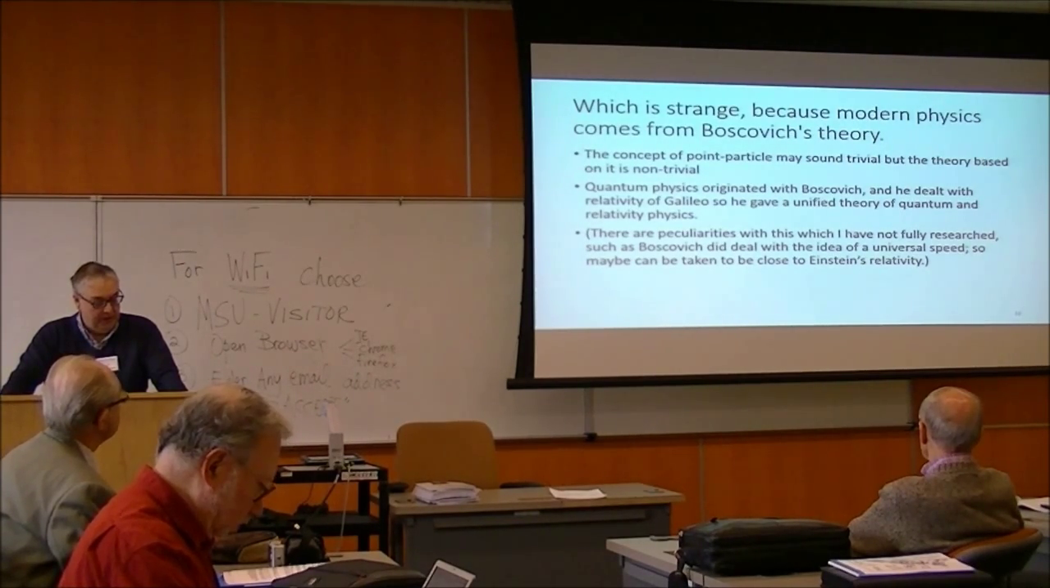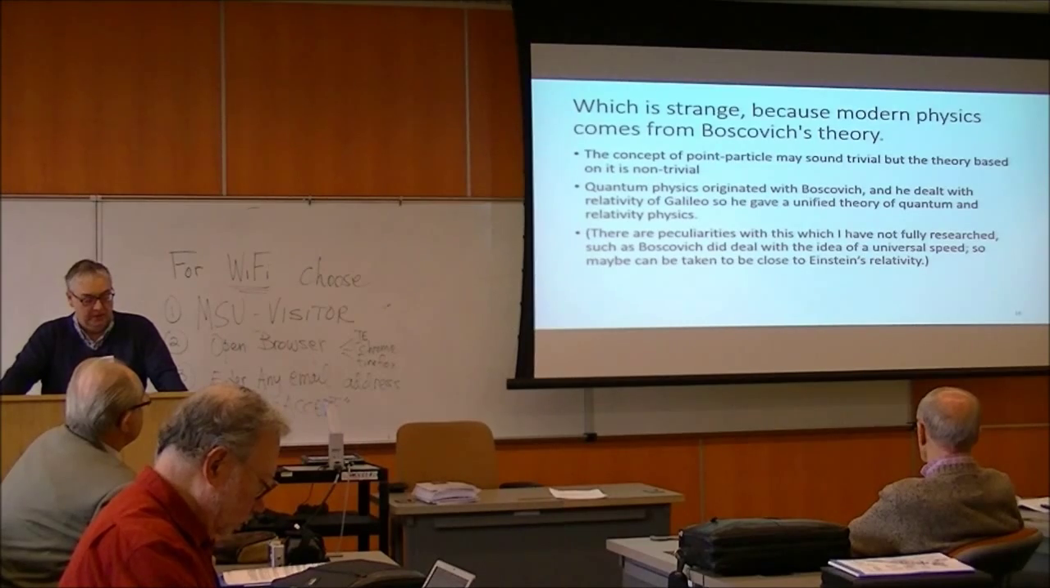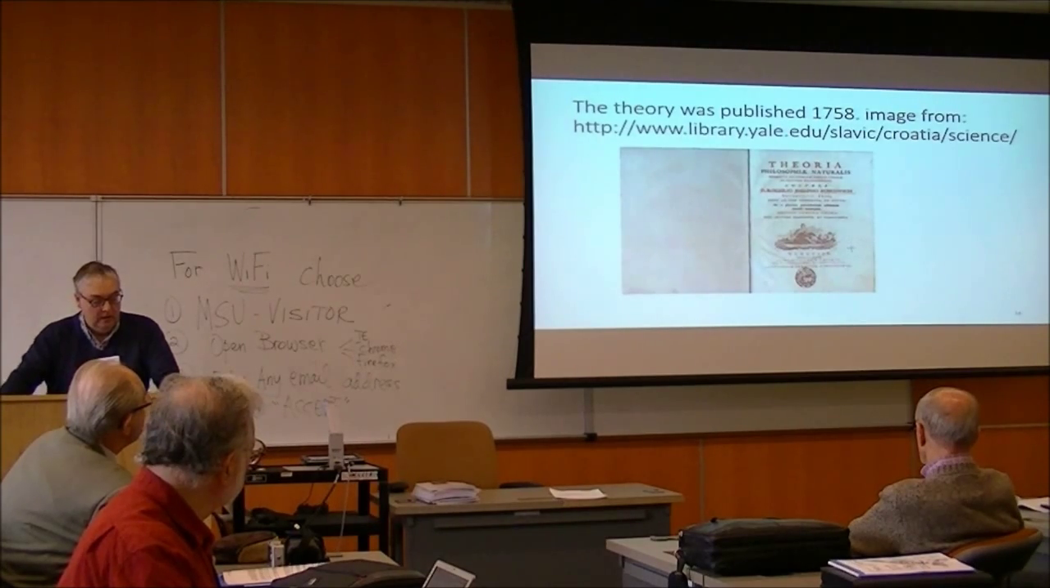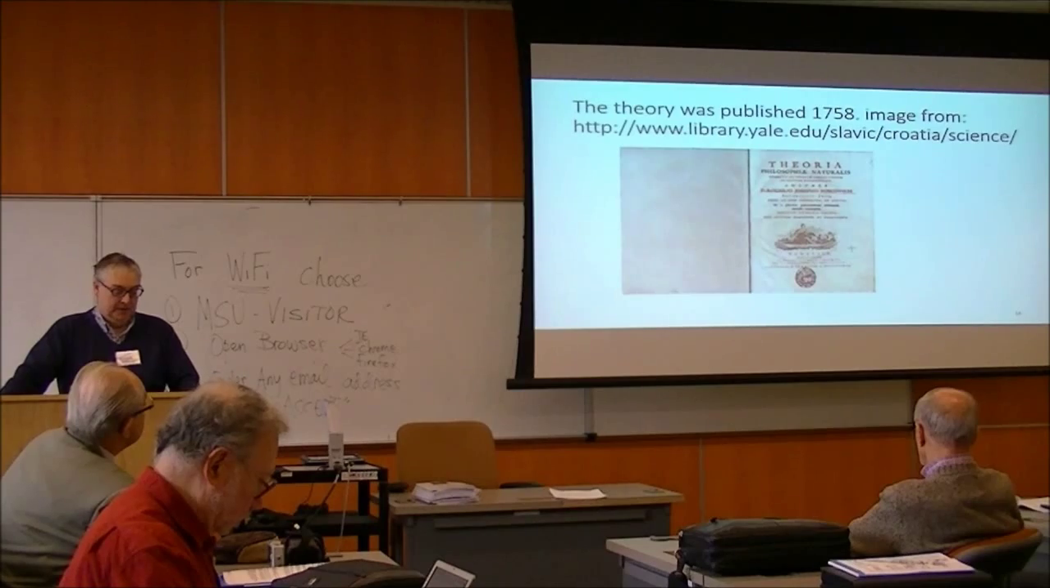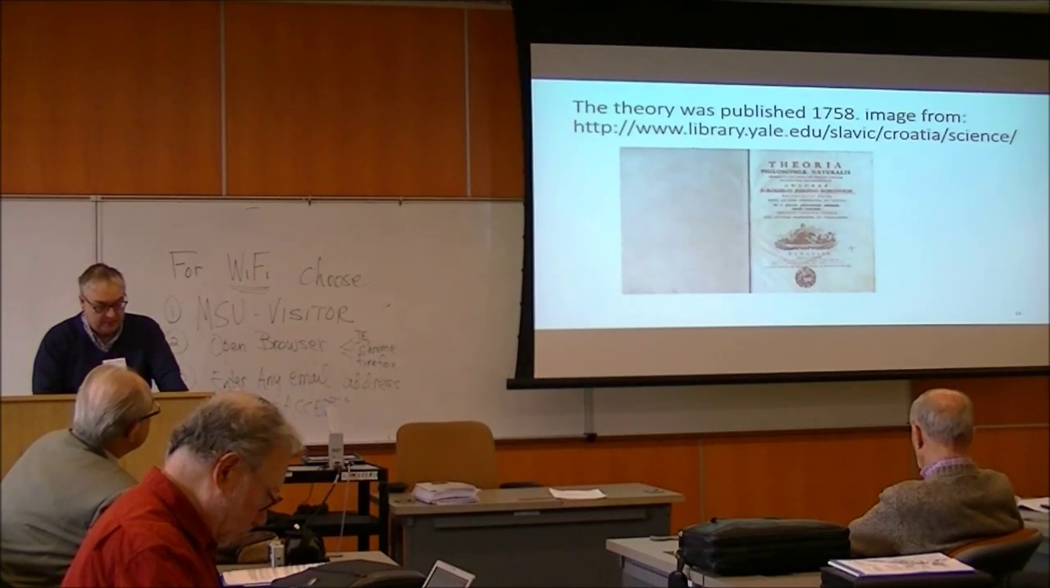These are peculiarities which are not fully researched, such as Boscovich did deal with the idea of a universal speed, so maybe he came close to Einstein's relativity. The theory was published by Boscovich in 1758. This is the cover of the book, Theory of Natural Philosophy.